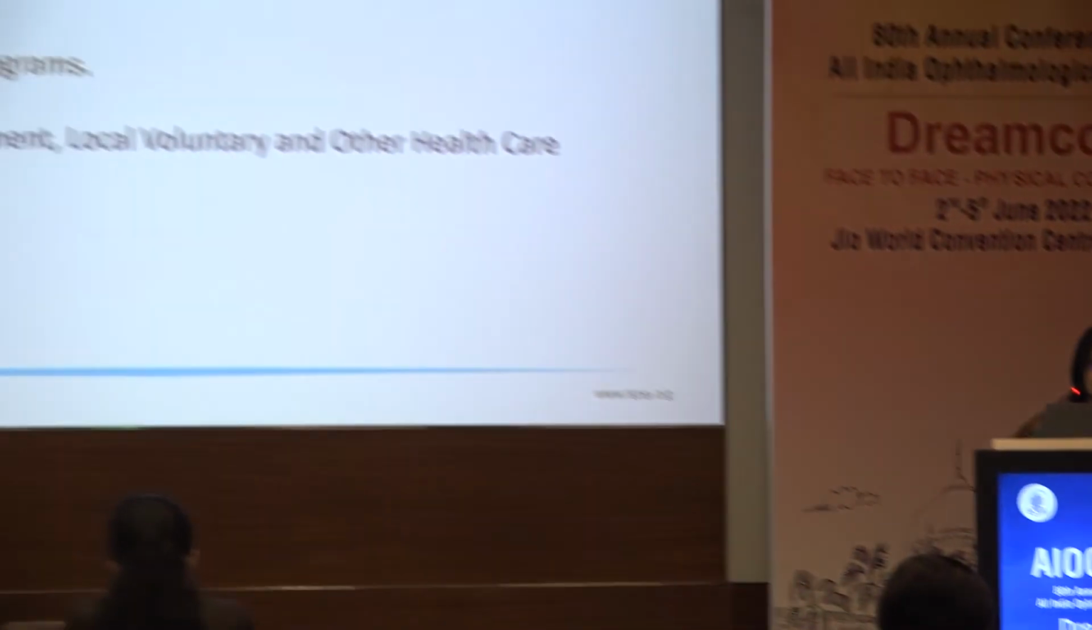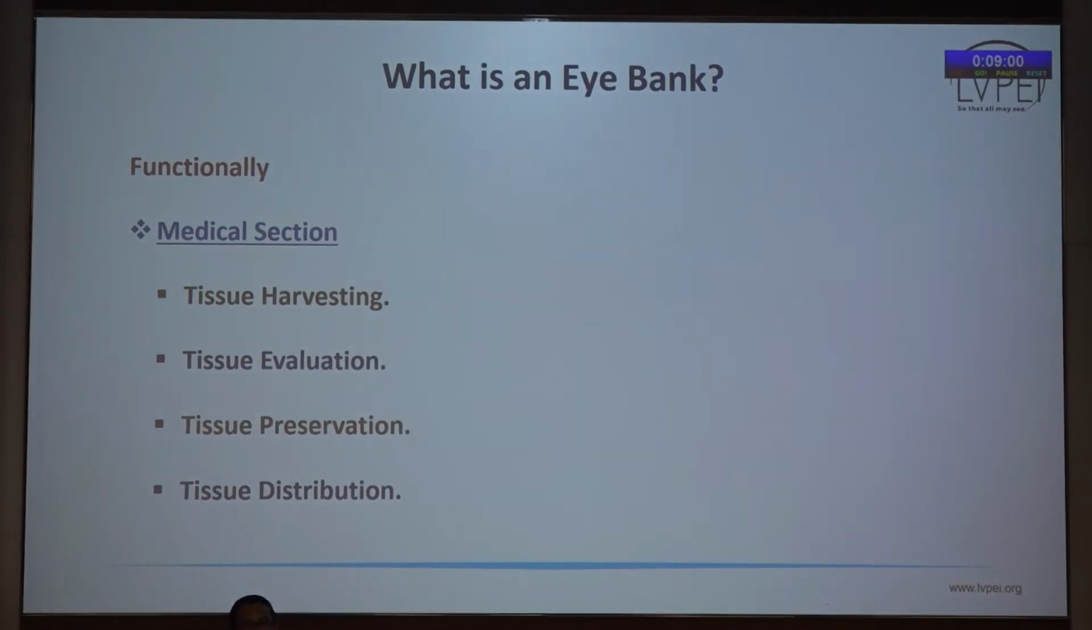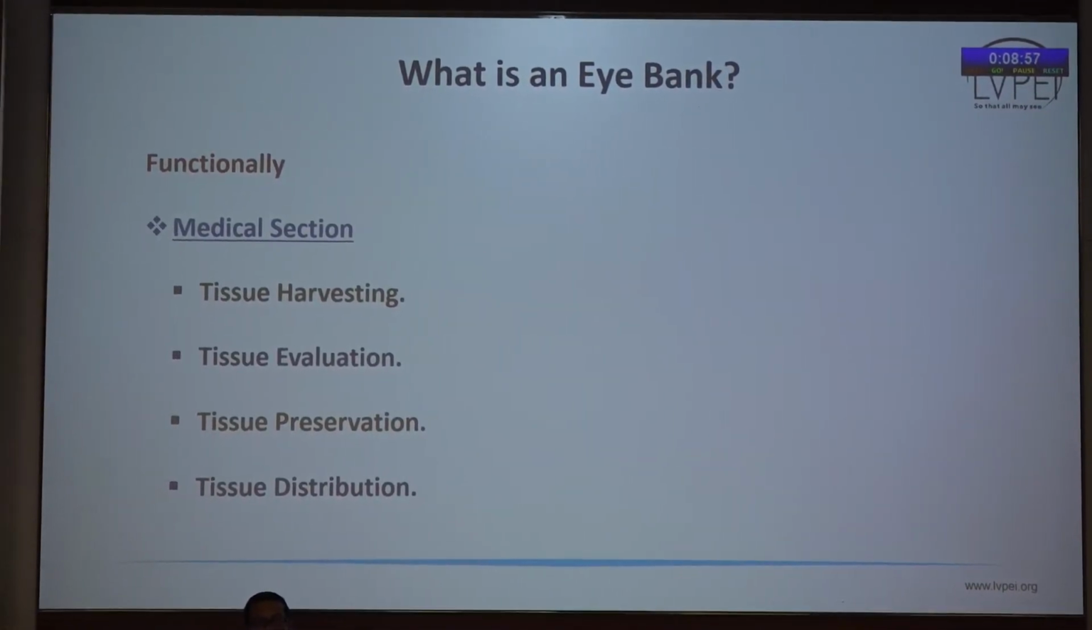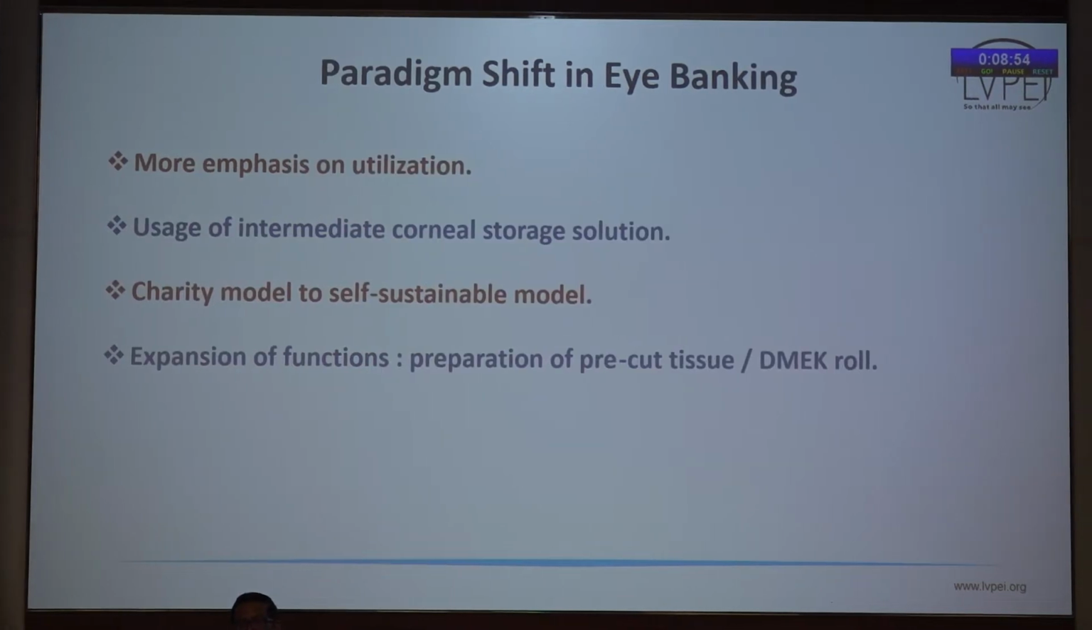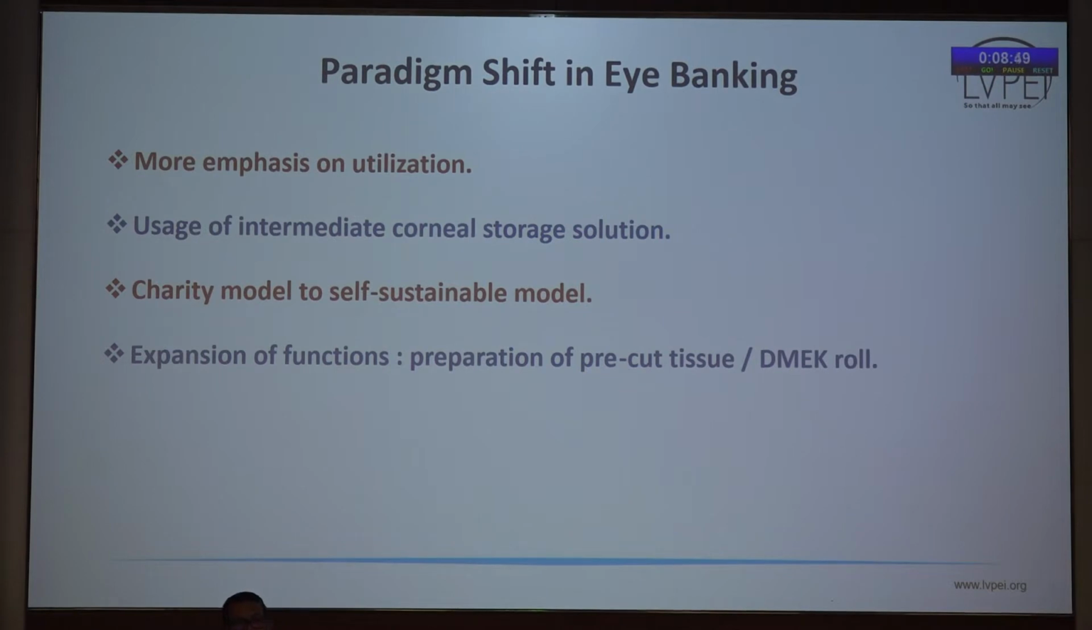So iBank has two sections, administrative and medical. Normally the administrative section deals with fundraising and liaisoning in public awareness programs, and the medical section with harvesting, evaluation, preservation and distribution. In addition to these four, tissue preparation has now been added, and there is a shift in paradigm in iBanking. We give more emphasis on utilization. Initially it was on collection, and we have moved from moist chamber to intermediate corneal storage solution. And this morning we saw a presentation, we are thinking of long-term preservation rather than intermediate.